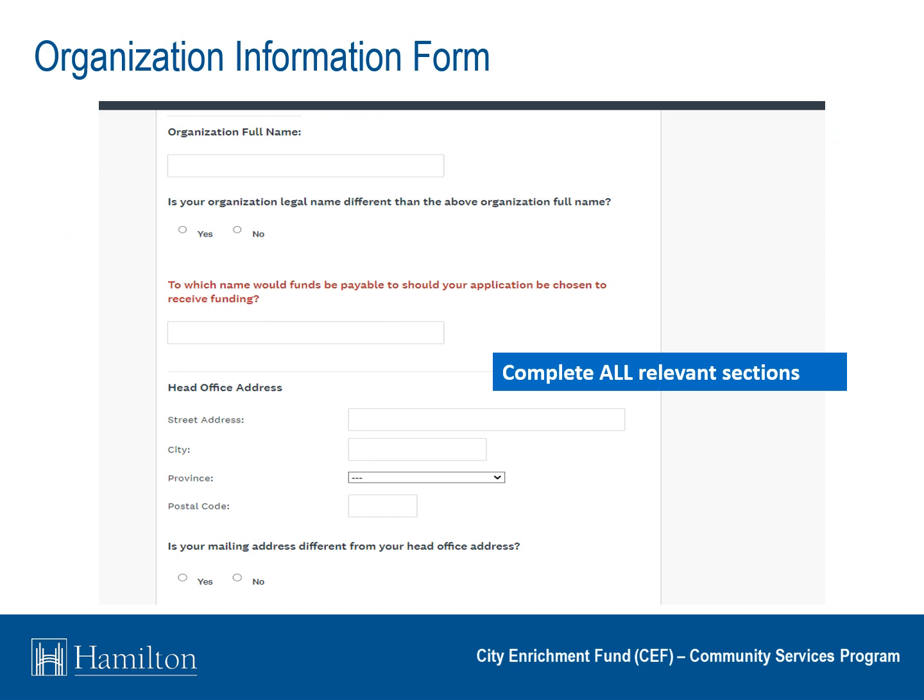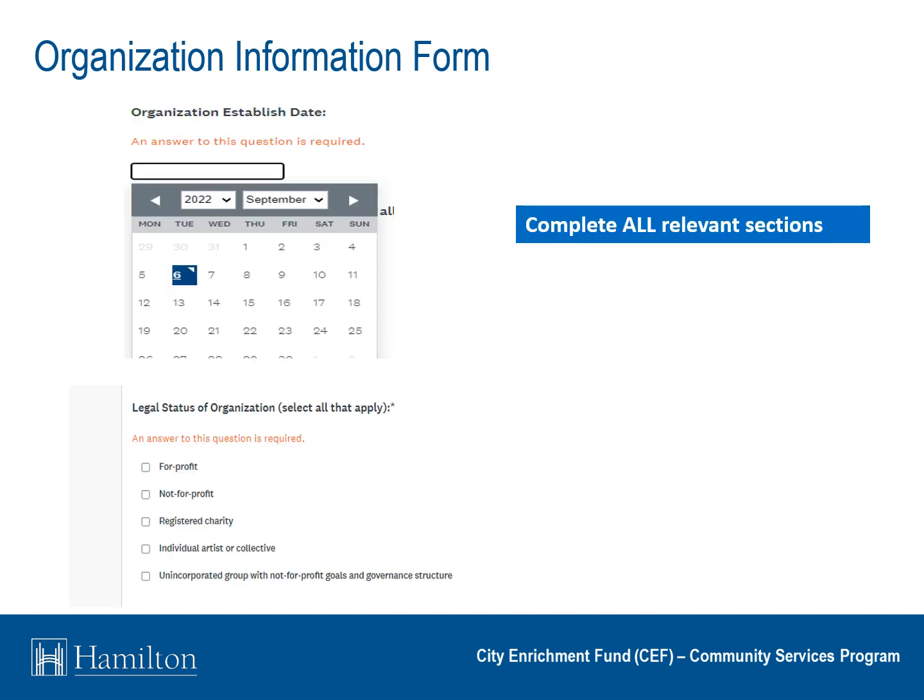Please provide us with your organization's full name, your head office address, and your mailing address if it is different than your head office address. Please provide us with the date that your organization was established by using the drop box. Also, please select all that apply in terms of the legal status of your organization.